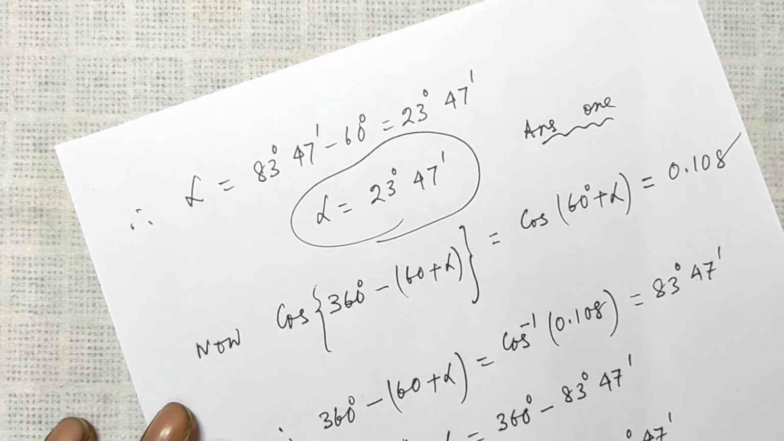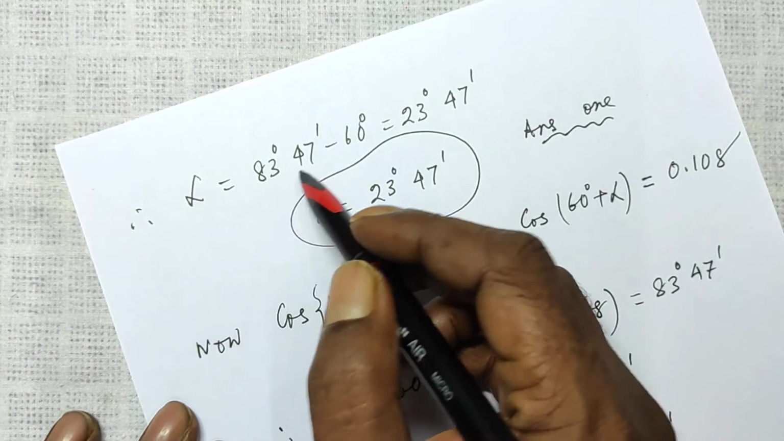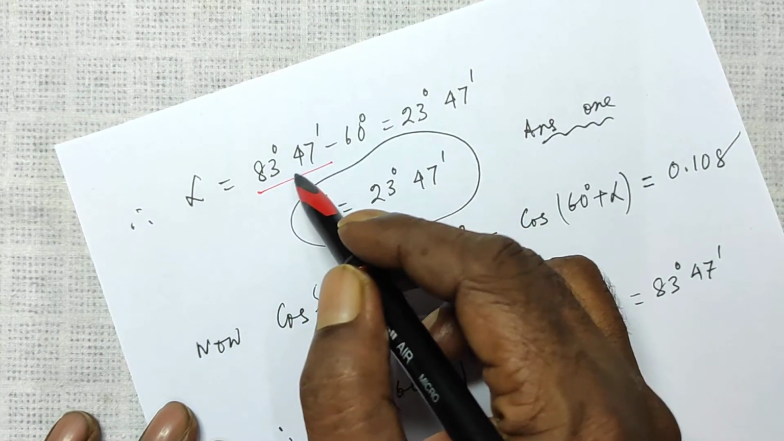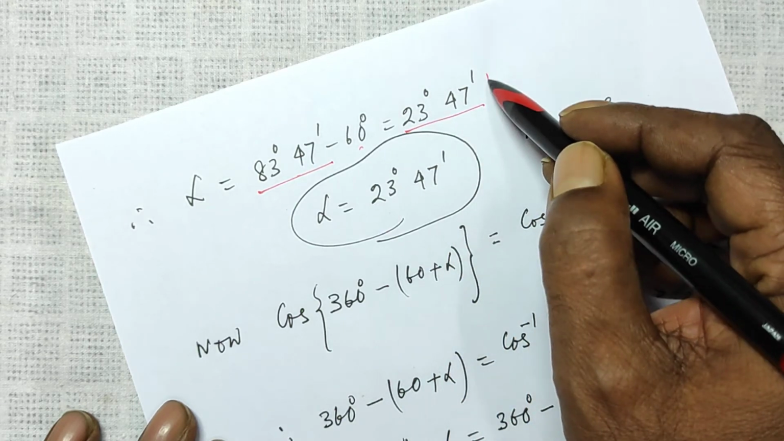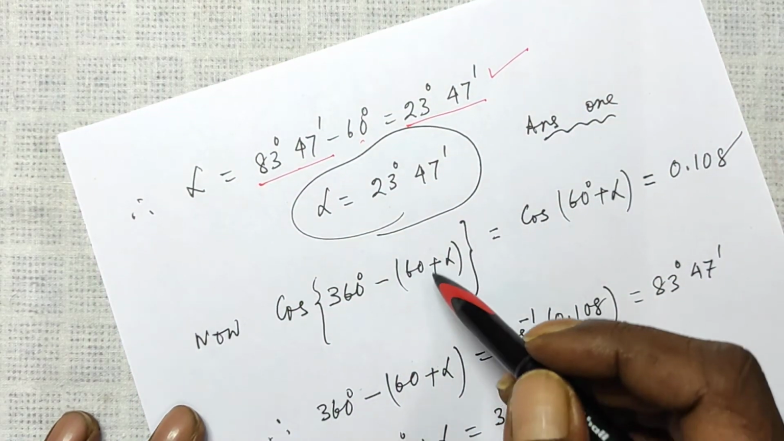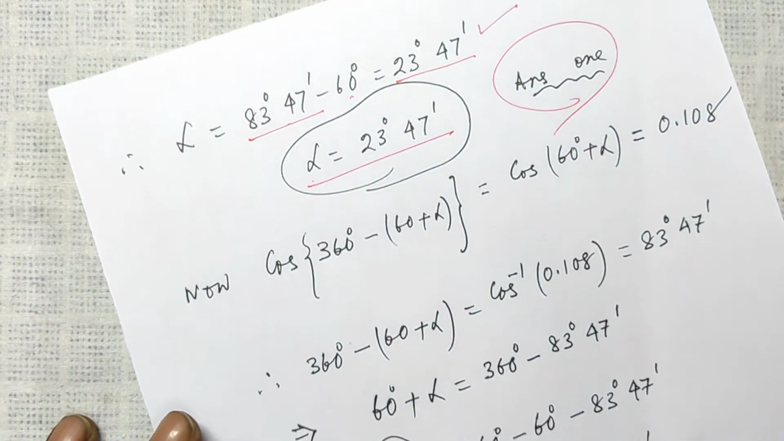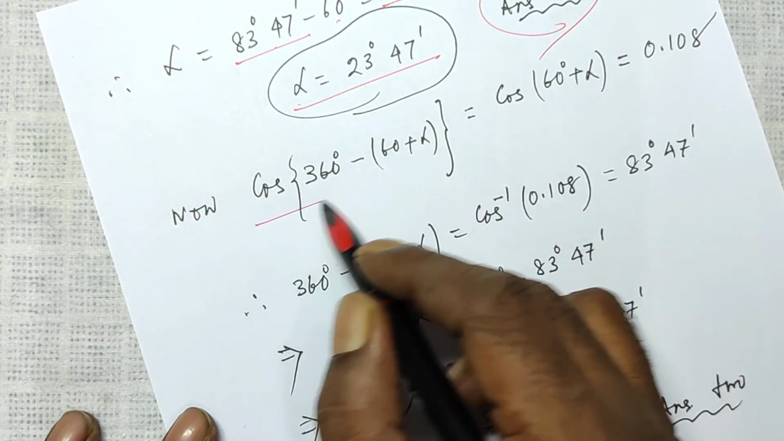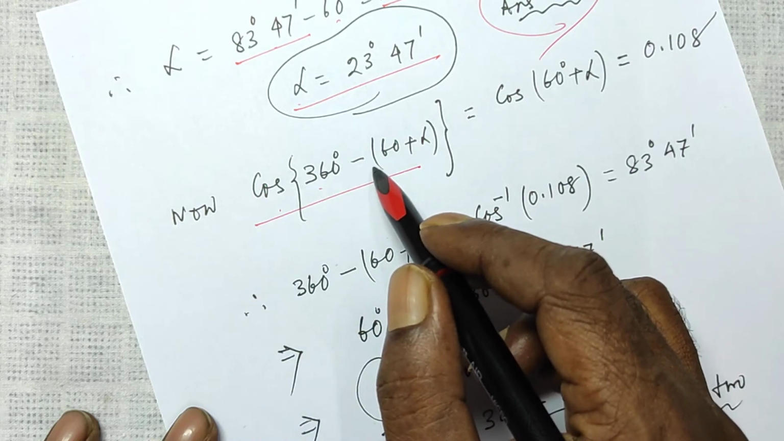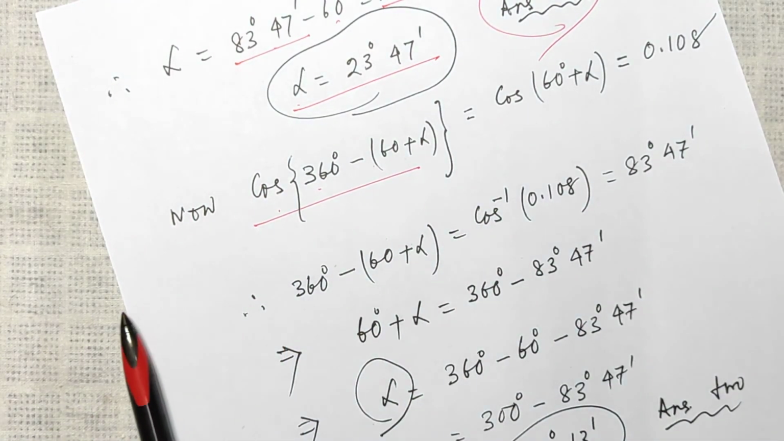Now therefore alpha, by making side changes, is equal to this minus 60, that is 23 degrees 47 minutes. Therefore alpha is equal to this. This is your one answer. Now look at this. Cos 360 minus 60 plus alpha.